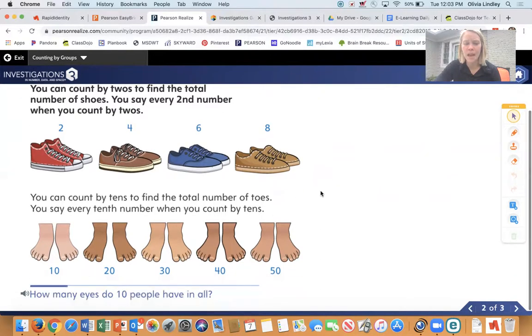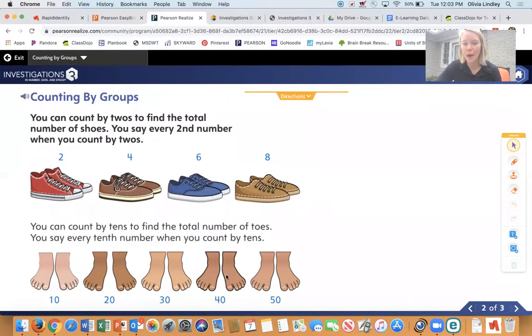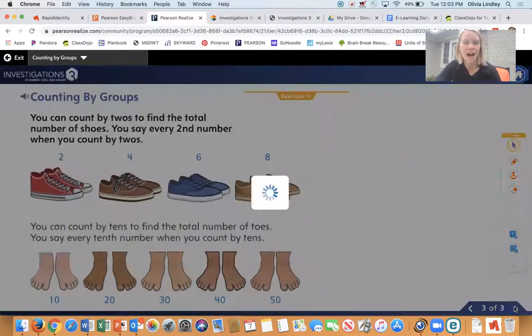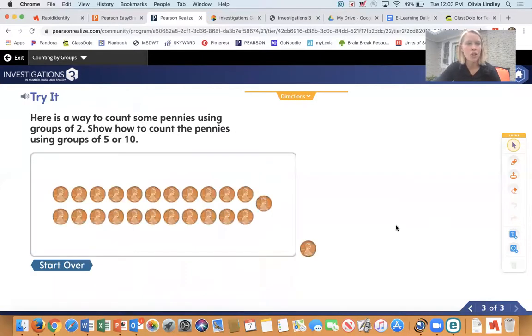Okay. And down here, it's talking about the number of toes, and we will be talking about counting by 10s tomorrow. I want to keep it simple. We're just going to do 2s and 5s today. Okay. So if I have this group of pennies, we're going to practice counting them by 2s, and then we'll practice counting them by 5s, and you'll be good to go. All right, so let's start with 2s.